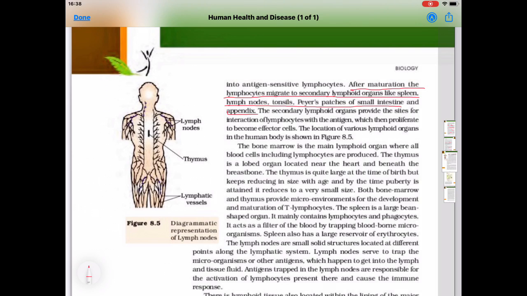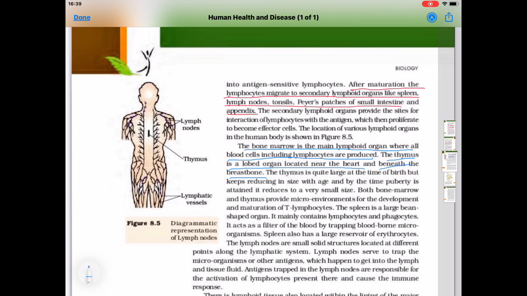Where is the spleen present? The spleen is present above the stomach and under the ribs. Peyer's patches are present inside the small intestine. The secondary lymphoid organs provide the site for interaction of lymphocytes with the antigens. The bone marrow is the main lymphoid organ where all blood cells, including lymphocytes, are produced. The thymus is a lobed organ located near the heart and beneath the breastbone. This is the location of the thymus gland.